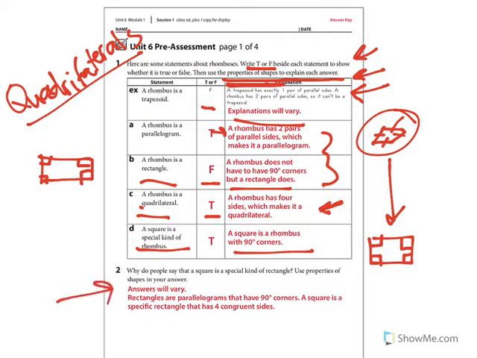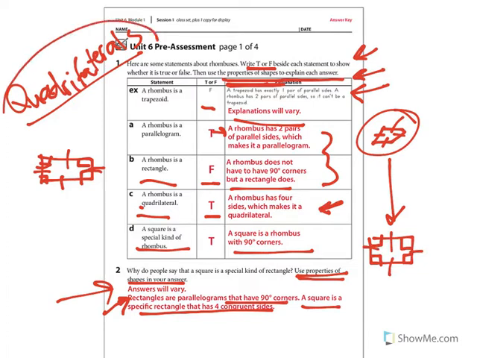Number 2, why do people say that a square is a special kind of rectangle? Use properties of shapes in your answer. Now I know that I can't just say because it's the same shape. No, it's not. They're different shapes. I know that I need to use properties of shapes. So your answers here could vary, but things that you might want to mention are that rectangles are parallelograms that have 90-degree corners. A square is a specific rectangle that has four congruent sides. So you're thinking about the relationship. My rectangle here has two sizes of sides, whereas my square has four congruent sides, so maybe I described it in that manner. Again, review your quadrilateral hierarchies, know how to explain and differentiate all of these different quadrilaterals.